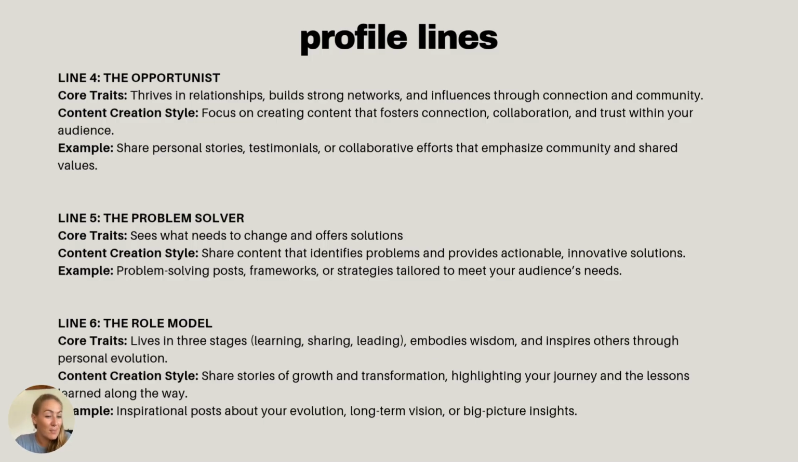Line 6 is the role model. So the role model lives in 3 stages, right? The learning stage, which is 0 to 30, 30 to 50 sharing stage, and then 50 onwards is the leading stage. Now, doesn't necessarily mean if you're a line 6 role model that you will only be successful when you're 50, but it's just about knowing these are different stages.